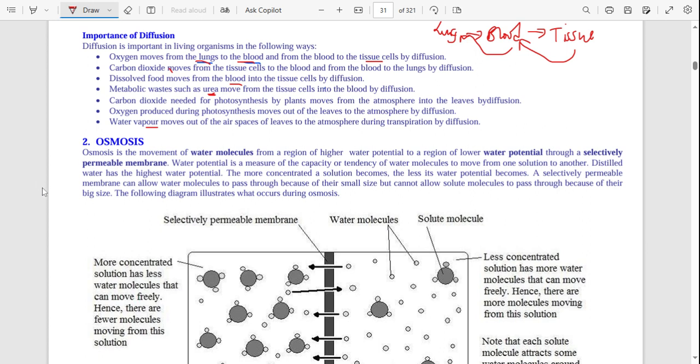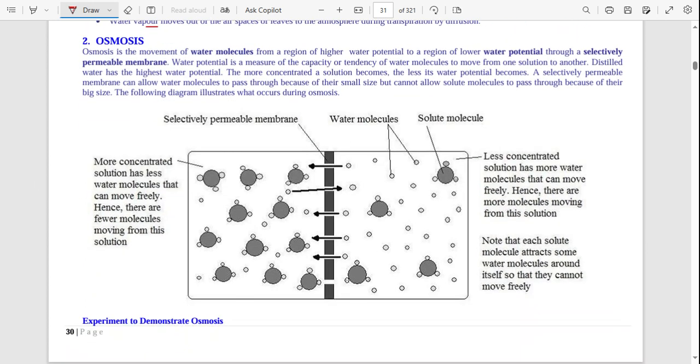Osmosis is specific to water. It's a movement of water from where it is high to where it is low. So we say that osmosis is a movement of water from a region of high water potential to a region of lower water potential. But for osmosis, there is a membrane. It's not like diffusion. So you need to finish by saying through a selectively permeable membrane. And we say selectively permeable because it doesn't allow everything to pass through, just some things can pass through.